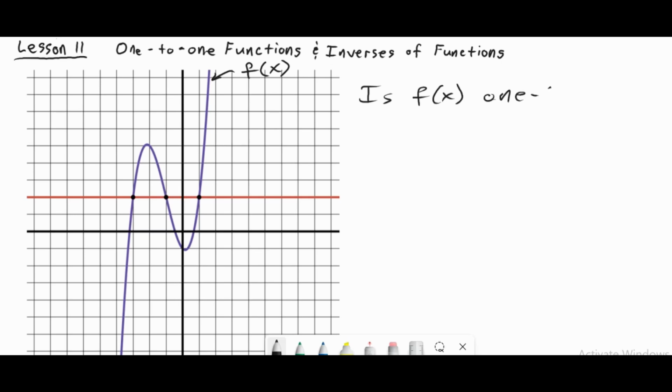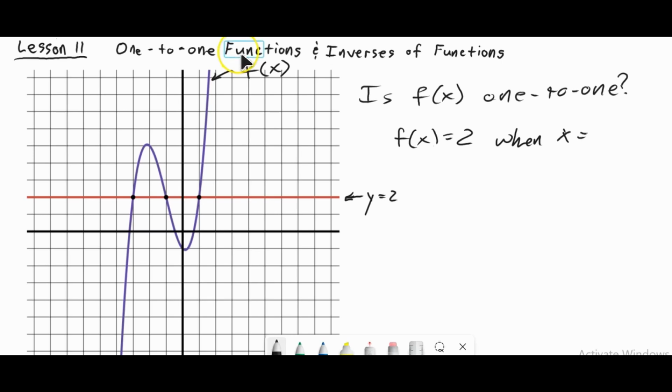one-to-one? Remember that our definition of one-to-one is: if we select any output value, is there only one input value? Here, this red line represents the output value y equals 2. And so we can say that f of x equals 2 when x is equal to what?